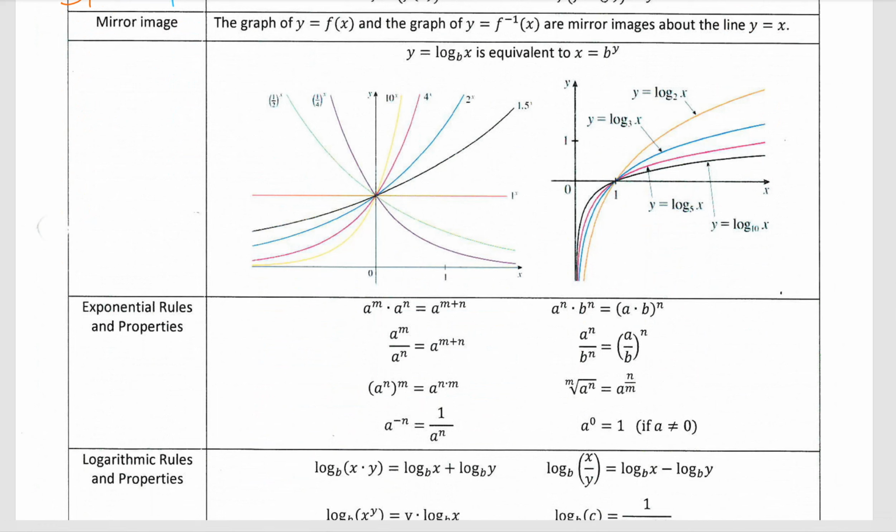Okay, next we have the logarithmic functions. So y equals log base b of x is equivalent to x equals b to the y. So log base b of x and b to the x, they are inverse functions. Okay, so you can see they are mirror images about the line y equals x.